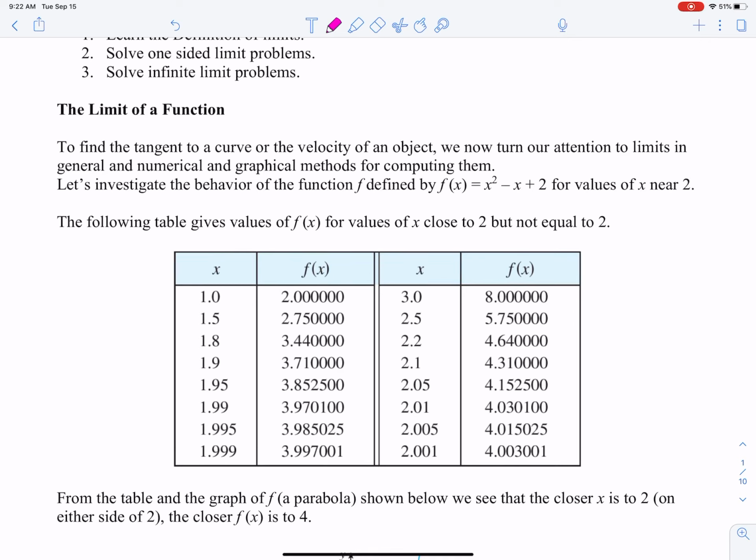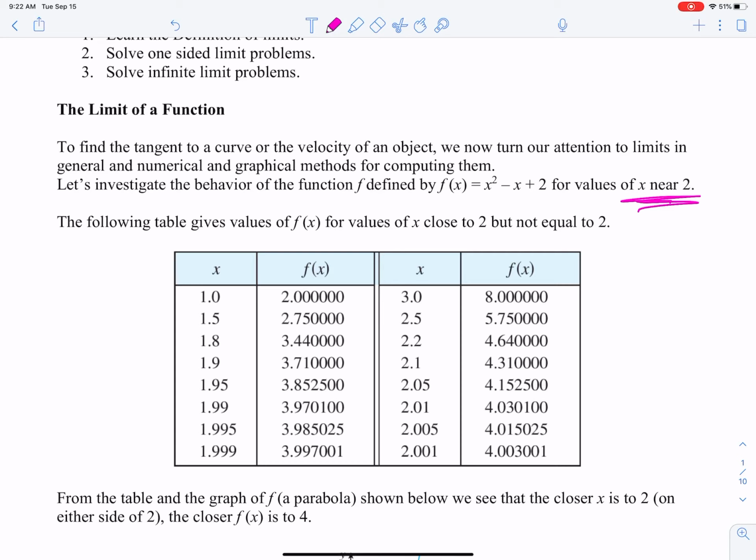All right, so the limit of a function. To find the tangent to a curve or the velocity of an object, we now turn our attention to limits in general and numerical and graphical methods for computing them. Let's investigate the behavior of the function f defined by f of x equals x squared minus x plus 2 for values of x near 2. So you're going to hear that word a lot today, near some value.